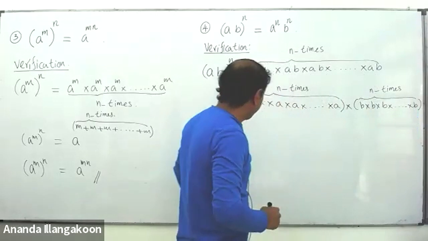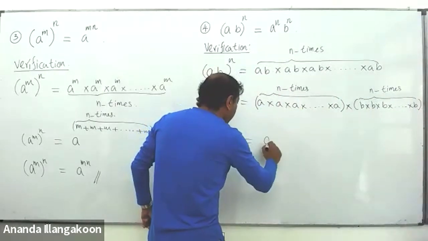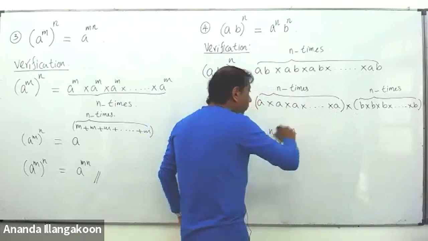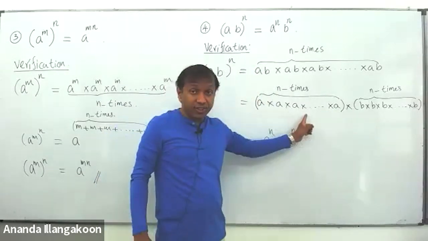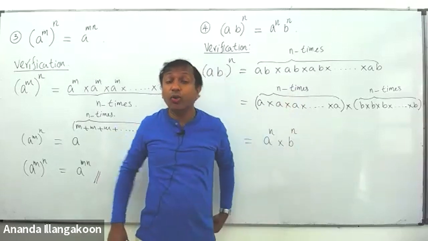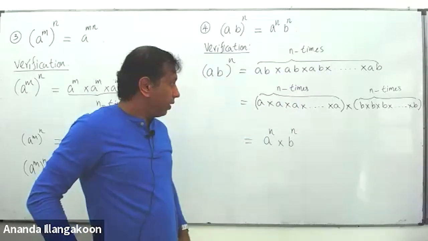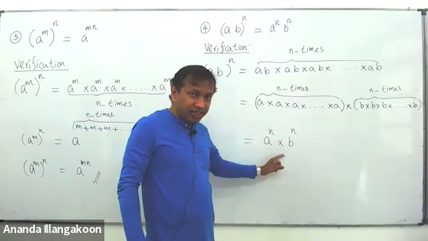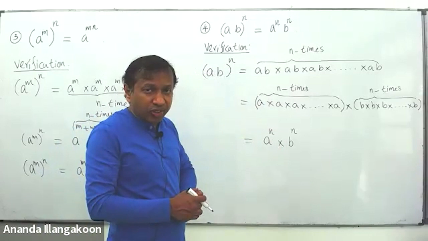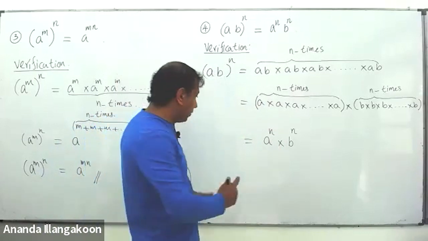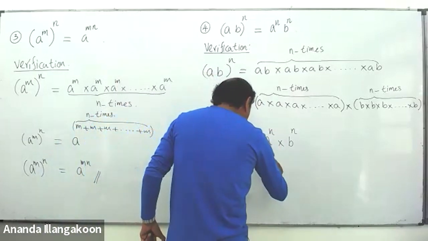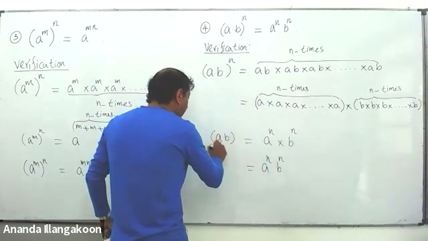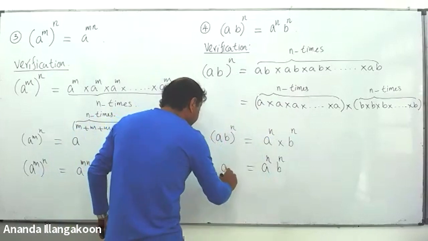Right. Here A to the power n multiplied by B to the power n. Why? A repeats n times, then that is written as A to the power n. There, B to the power n. So this multiplication sign, we can write this product without the multiplication sign. So this is how we get that. AB to the power n.